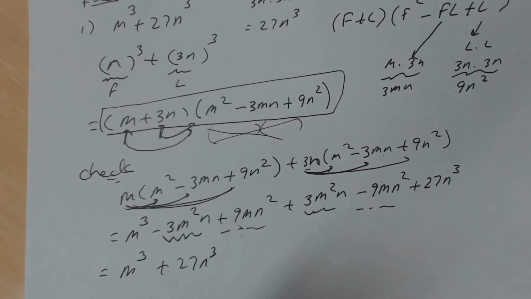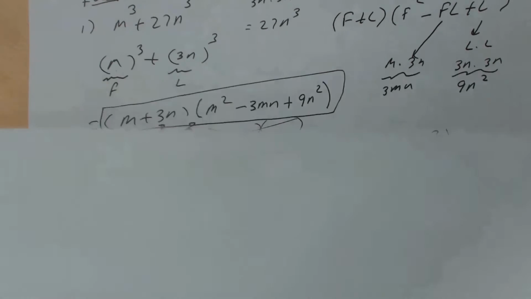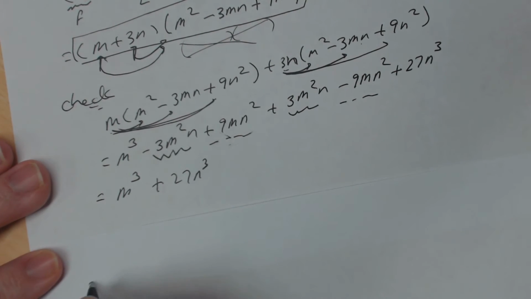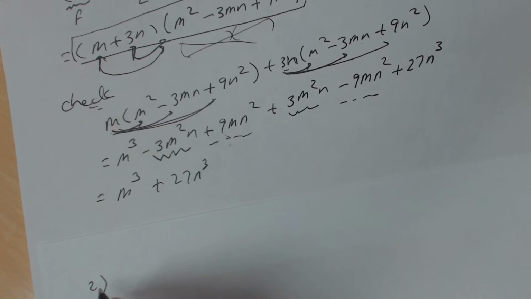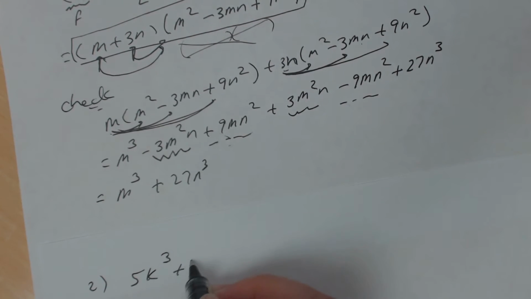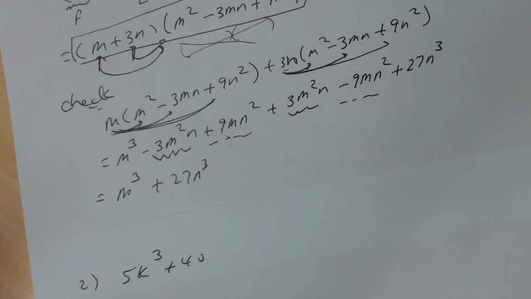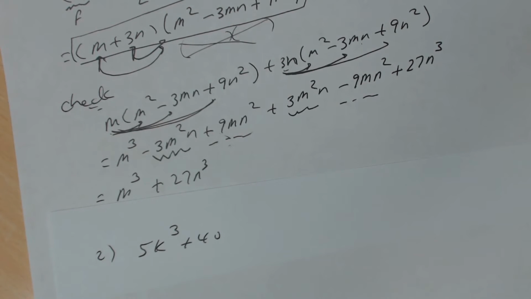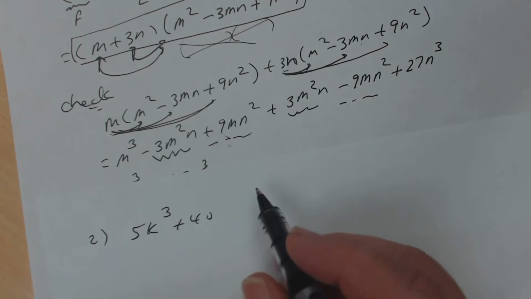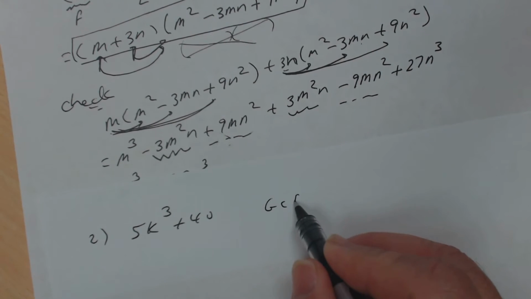All right, so let's look at number 2. All right, so number 2, let's suppose I want to factor 5k cubed plus 40. 5k cubed plus 40. All right, so again, look for the GCF. The GCF here is 5.